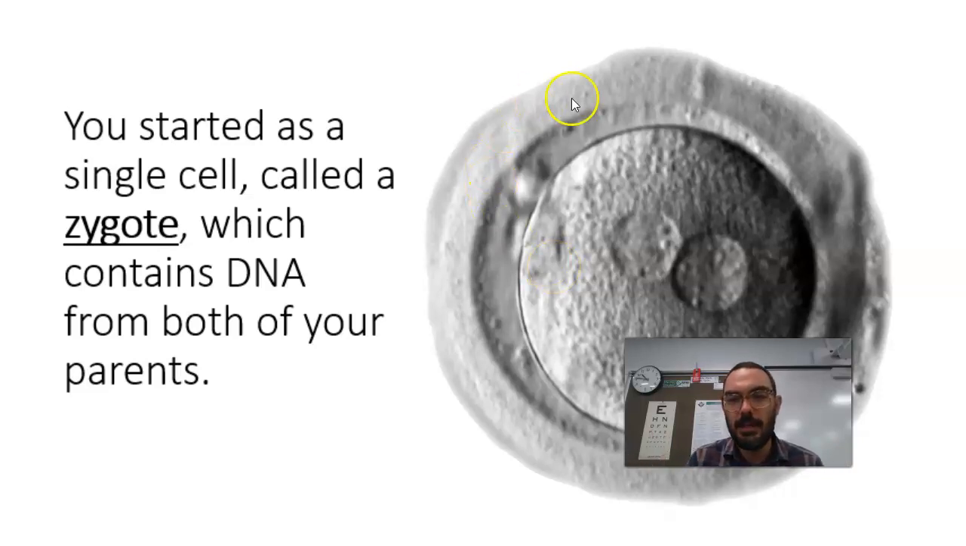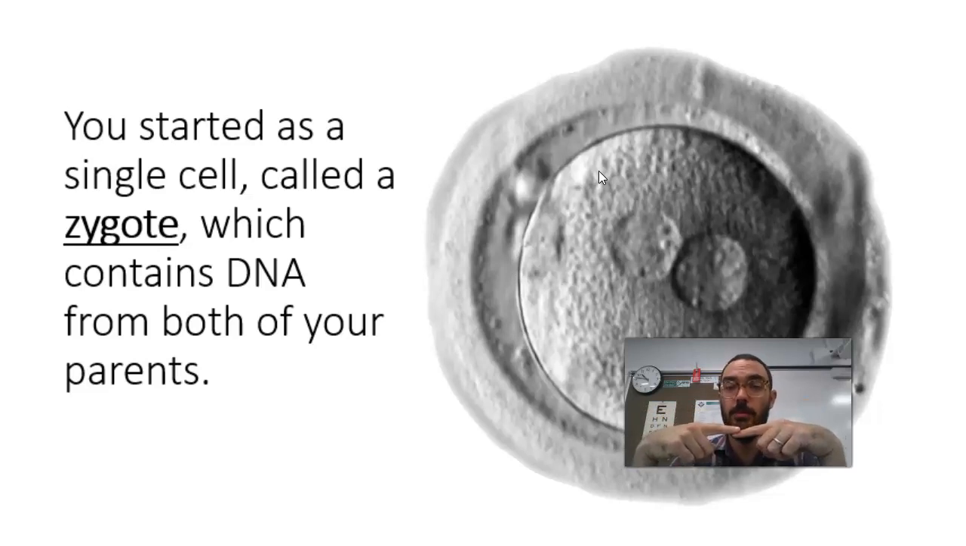Okay, so what we're looking at here, I don't know who this is. It's not me. We're looking at a zygote. Now, a zygote is a name given to the very first cell, which then develops into a multicellular organism. And a zygote is the fusion of the nuclei from two different parents.